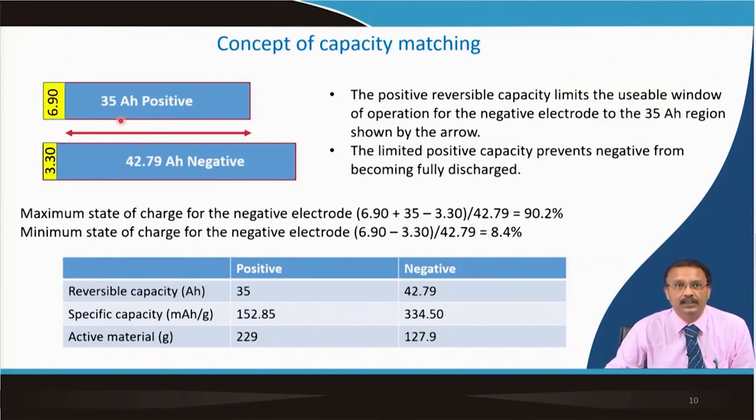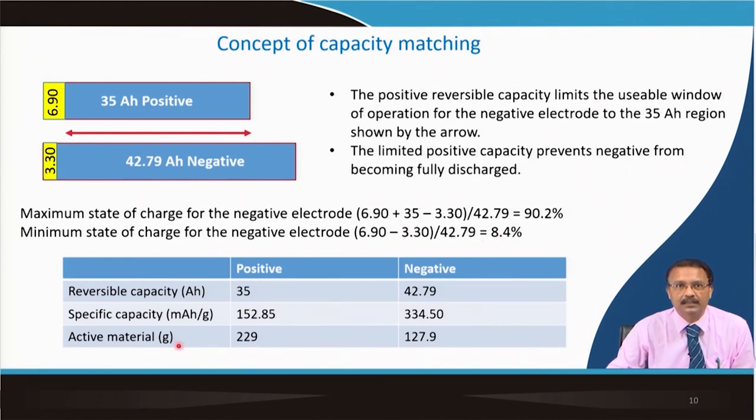So, here is the actual thing. You have 35 ampere hour positive that is needed, and this is a dead mass 6.9, and here the dead mass is 3.30, and you have considered that 90% of this will be there as compared to this one, so that there is no excess lithium for electroplating. So, this much amount you are consuming. This kind of cell is called a positive electrode influenced type of cell. The maximum state of charge for the negative electrode you can estimate is about 90.2%, and the minimum state of charge for the negative electrode you can estimate from the irreversible capacity is about 8.4%.